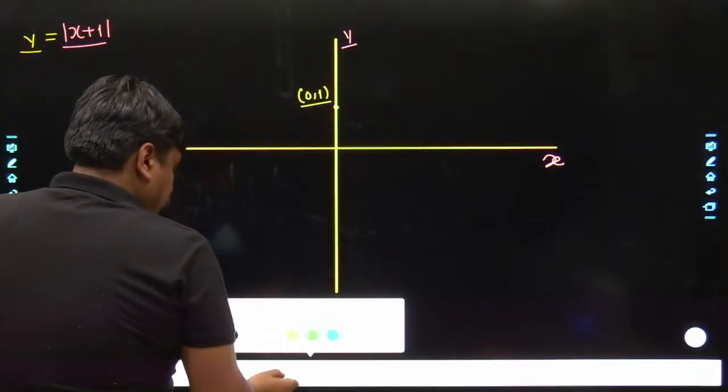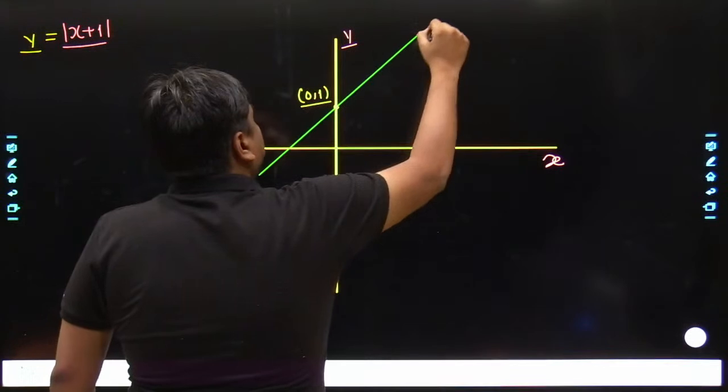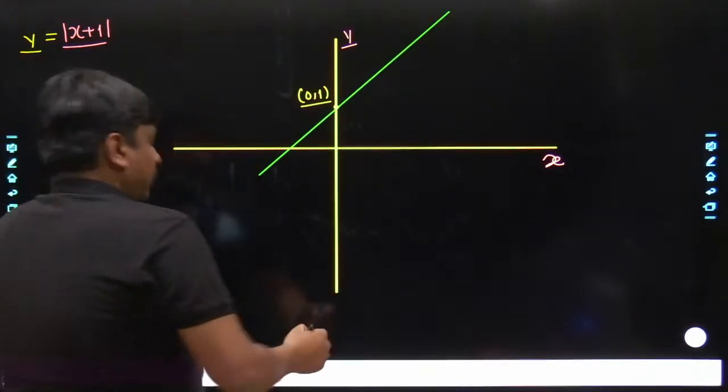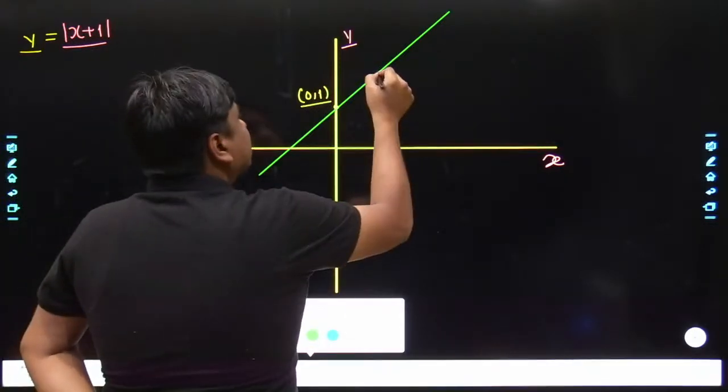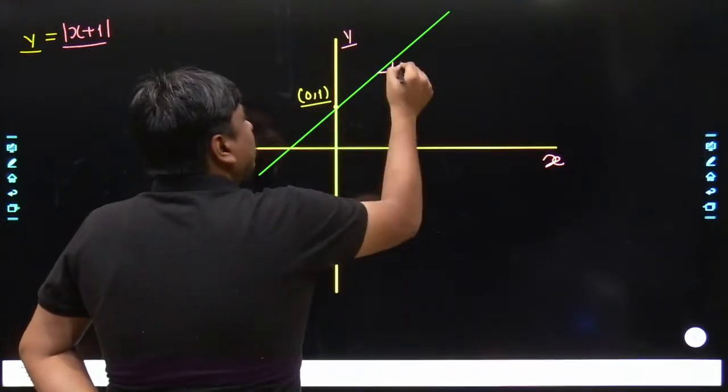So let me draw this, how it must be looking like. It must be looking something like this. And if you focus on its slope, obviously the slope is plus 1. Just a minute. Slope is plus 1.